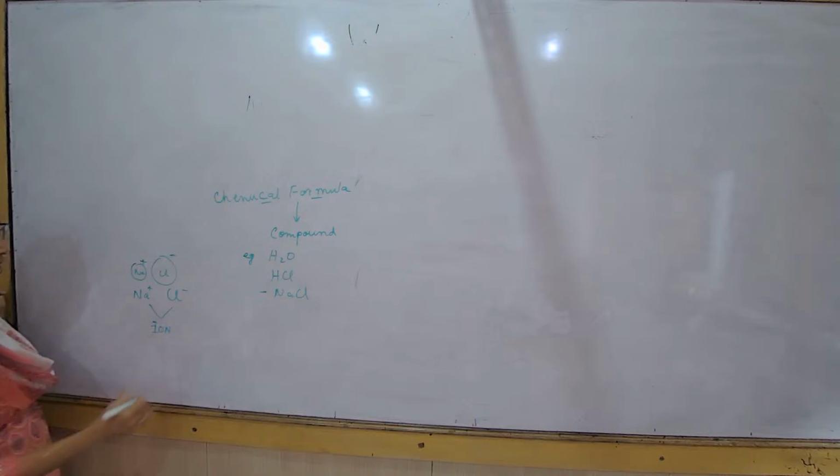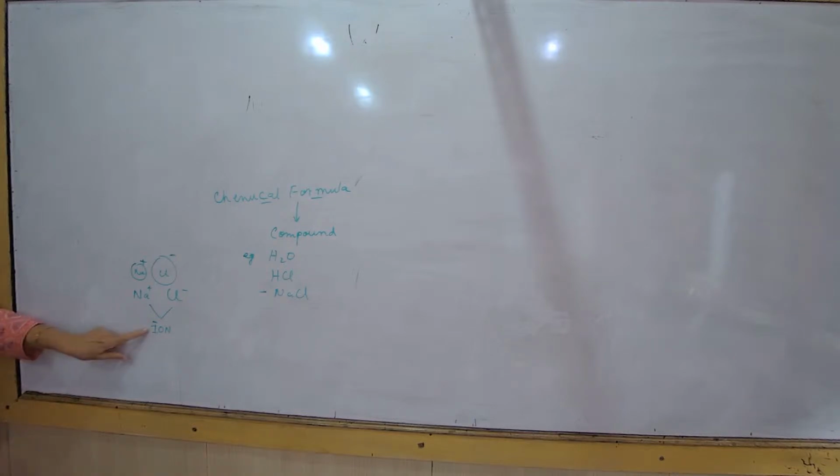So what is an ion? The definition of an ion: an ion is an atom which has got a charge. It may have positive charge, it may have negative charge. When does it become positively charged? Simple. It is when it is giving away electrons.